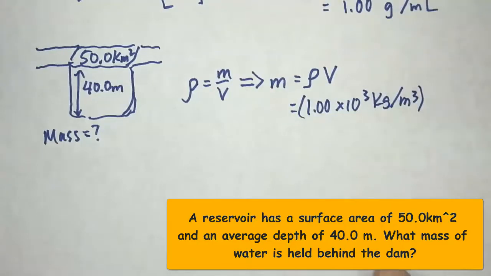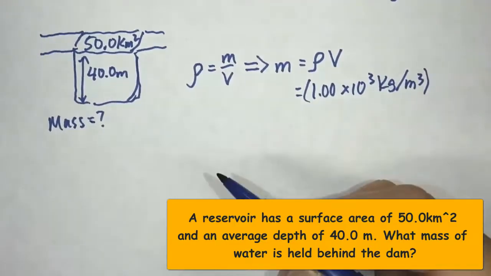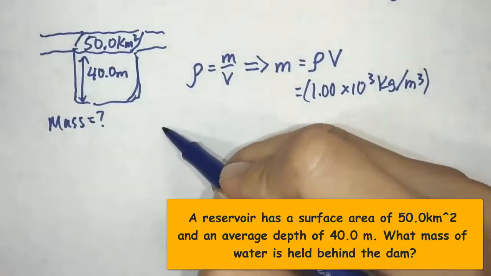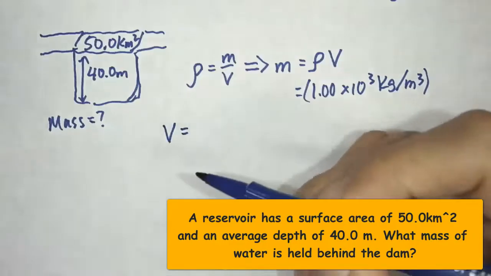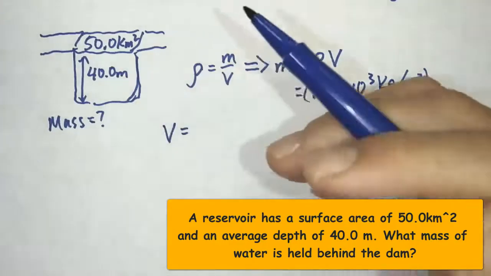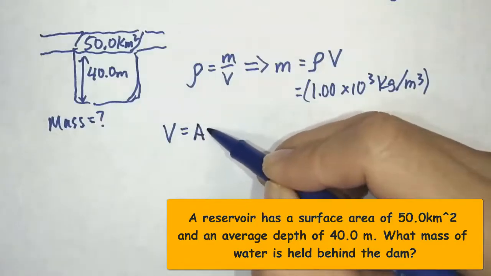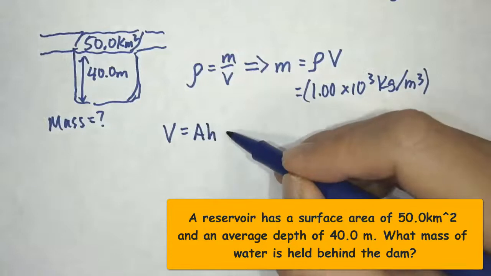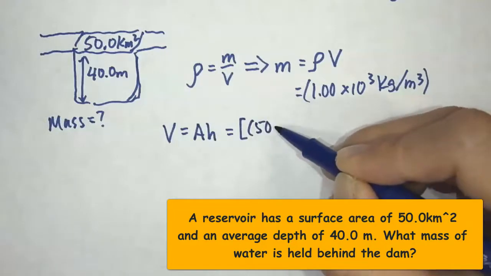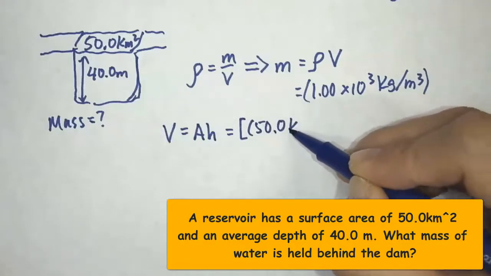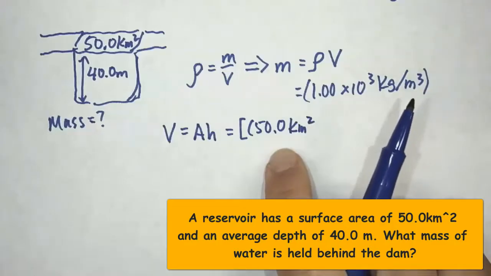Okay, and now we need to multiply it by the volume. So we need to know what the volume is. To calculate the volume, we know from math that the volume of a rectangular shaped object would be the area times the height. Okay, so the area we know is 50 kilometers squared. And we want to convert this to meters.